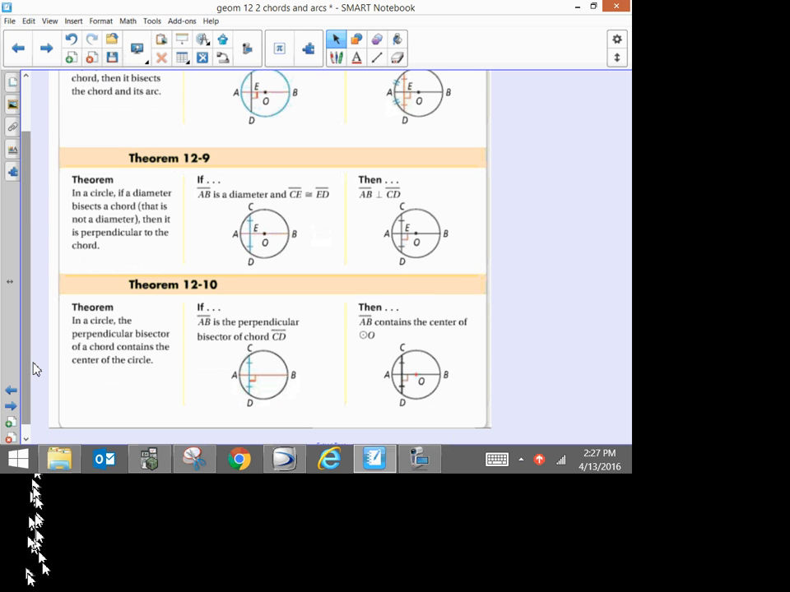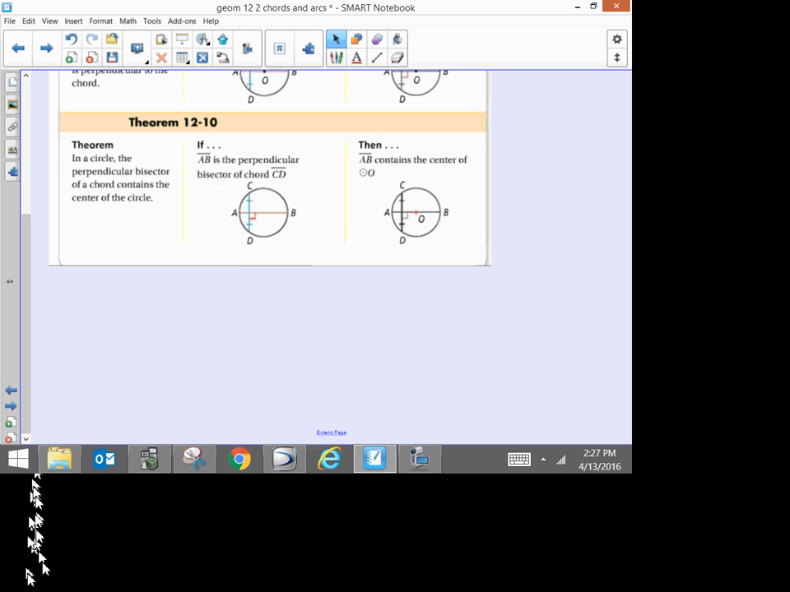Okay, check these words out. If a diameter bisects a chord, then it is perpendicular to the chord. So we start with knowing this is a diameter and this chord is bisected, then we also know it's perpendicular. Okay, last one, and then they all go together. We start out knowing that the chord is perpendicular and is a bisector.